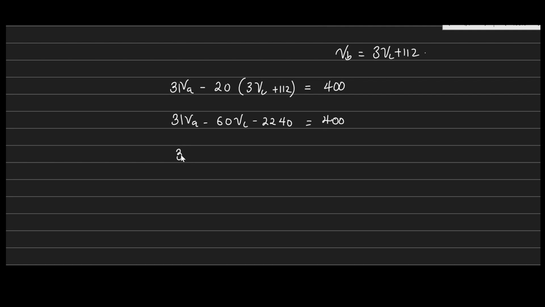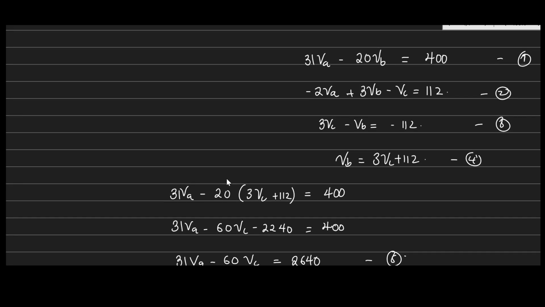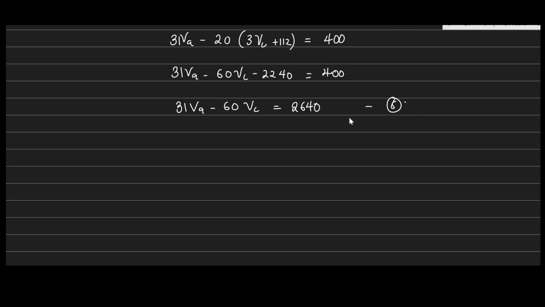So you have 31 VA minus 60 VC equal to, so this one I was supposed to call equation number 4, the one I made the subject formula, and then this will be equal to what? So 400 plus 2240. This is 2640. So I'll call this equation number 5, right? Okay, and then I also have to substitute VB in the other equation, which is equation number 2.